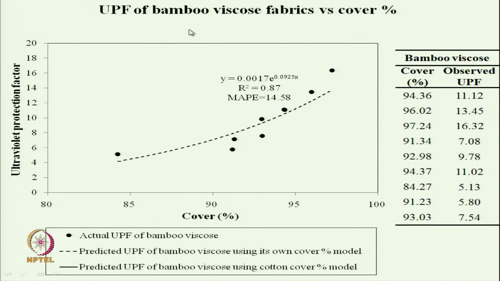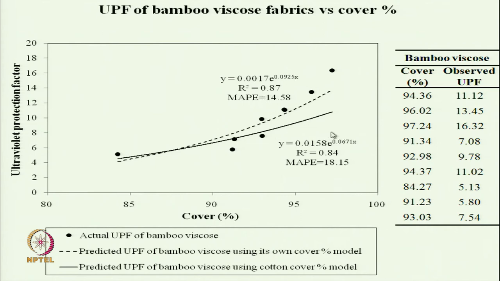Now, if we use bamboo viscose fiber fabric versus cover, this is the bamboo viscose cover percent. So, same fabric, if we use the viscose cover factor model, the relationship will be 0.0017 e to the power 0.092 x. This is the equation here, and the error percent has reduced to 14.58 if we use the viscose model, and in case of the cotton model, as we have seen, the error was 18.15. Still, even with the bamboo viscose model, the error percent is high.